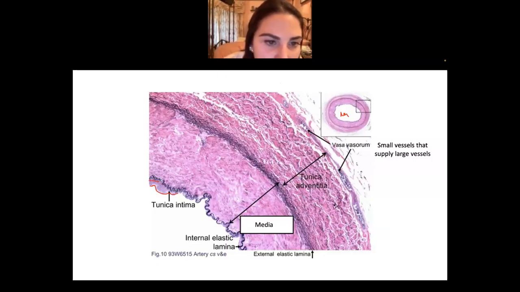Whenever you see these squiggly things, that's your media. Those are your elastic fibers, so those are always going to be a part of the media. Your tunica intima in this case is really thin, really tiny. Your media is in the middle, and then the adventitia is the thickest. That's your loose connective tissue, and that's where your vasa vasorum are. Your vasa vasorum, the blood vessels supplying this artery, are found on the outermost area of the artery.